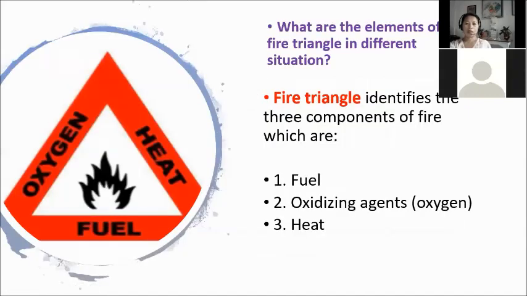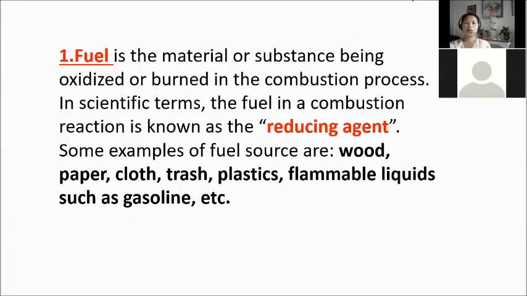So what are the three elements of the fire triangle in different situations? Okay, so the fire triangle identifies three components of fire, which are fuel, oxidizing agents, so andoon yung oxygen, and then heat. Okay, so isa-isahin natin ito. Alam natin ng fuel, no? Saka yung mga combustible material. So, ito yung material or substance being oxidized or burned in the combustion process. In scientific terms, the fuel in a combustion reaction is called reducing agent.